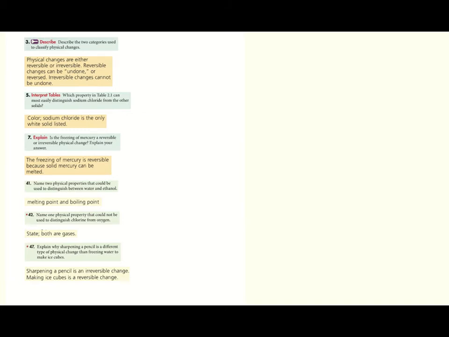Question 1. Describe two categories used to classify physical changes. Physical change of matter can be either irreversible or reversible. Irreversible cannot be undone. Reversible can be undone. Like what? Like if you have a piece of paper, cutting a piece of paper.